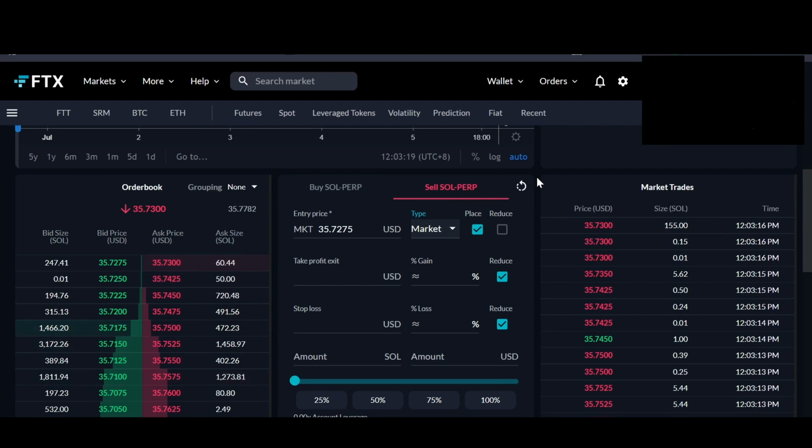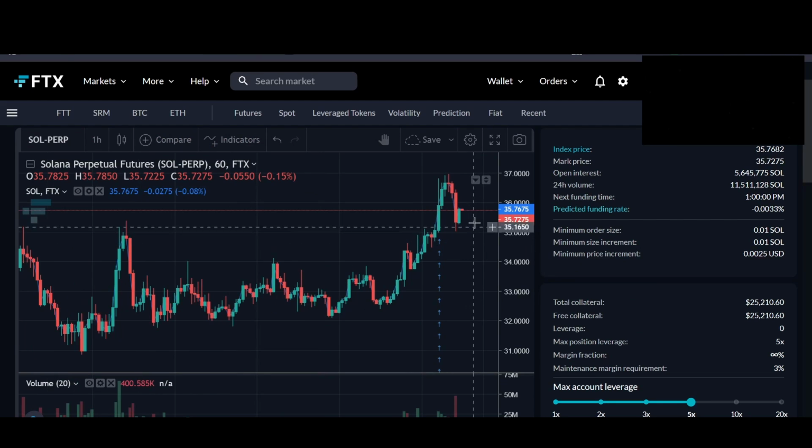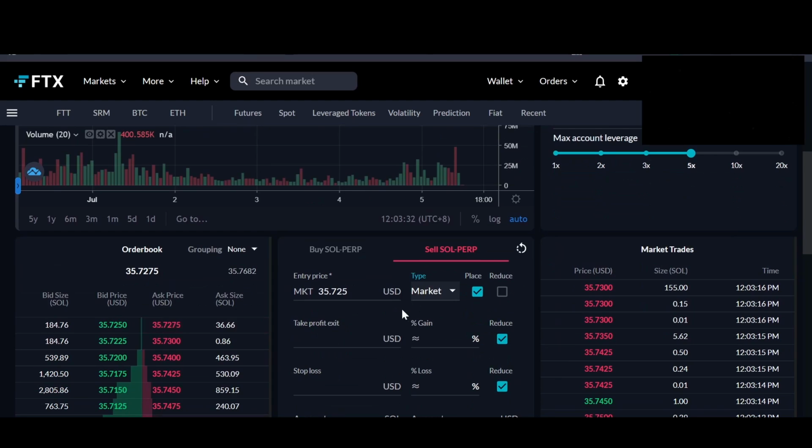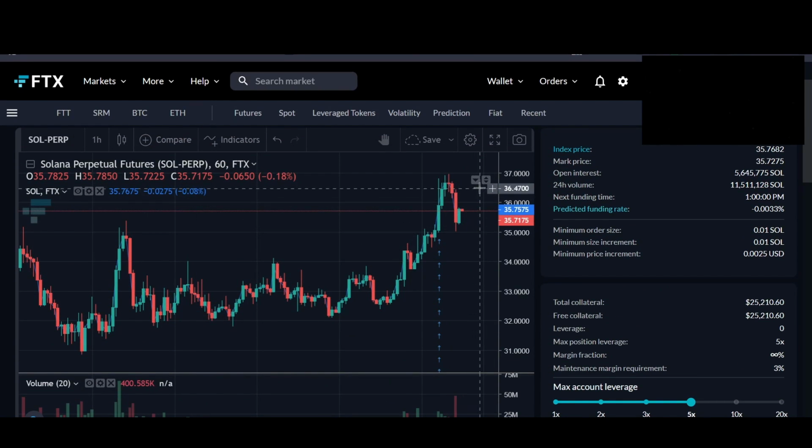So how do you enter a trade? You either enter via market or limit orders. Market orders basically means once you press sell, you will be entered at this position right at that moment. If you put a limit order, you put a certain price. Let's say you want to sell at 37, so you put 37. If price hits $37, your order will be filled and it will start.